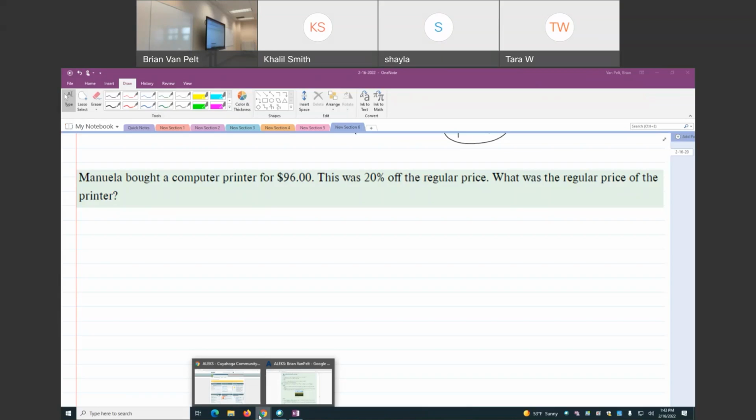120? 120? This is a little bit tricky. This requires a little bit of logic. I don't know if that requires that much logic, a small amount of it. If you're paying 20% off of the regular price, aren't you paying 80% of the regular price?